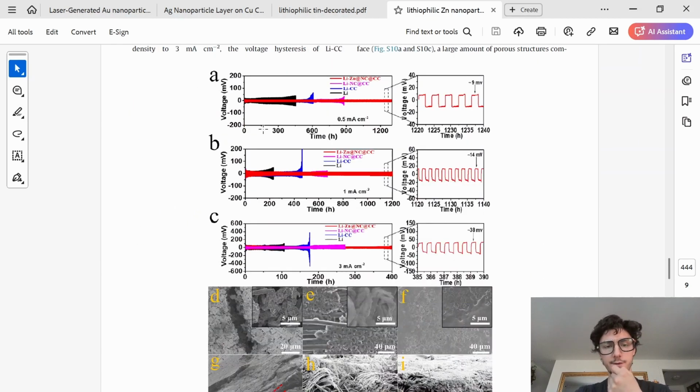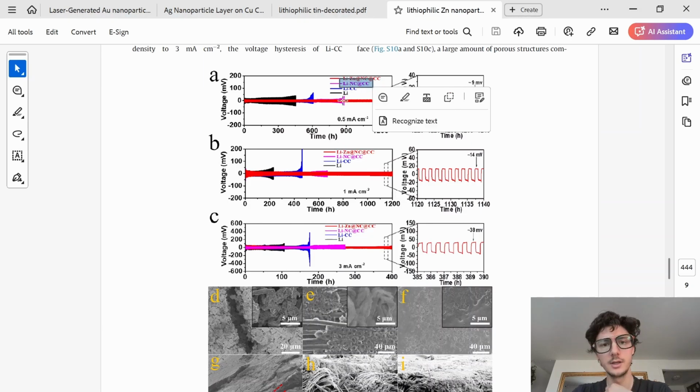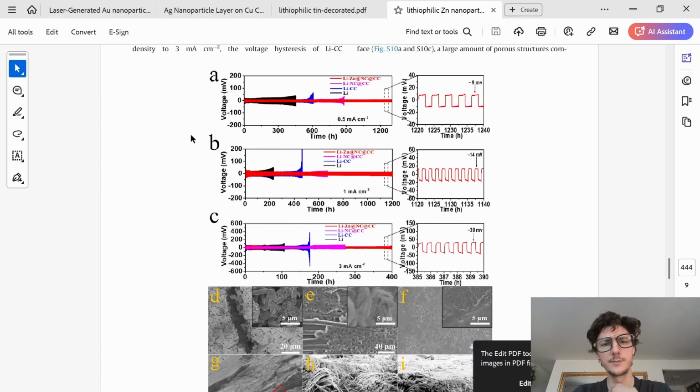I'm not too sure. Here we got the classic battery cell experiments. So we can see the red one, which is lithium, zinc, NCCC, lasts the longest. The lithium with the NC without the zinc lasts over here. The lithium with just the CC, the carbon cloth, lasts here, and just the lithium dies here. So very interesting. They kind of show you the differences here. With the zinc, it lasts the longest.